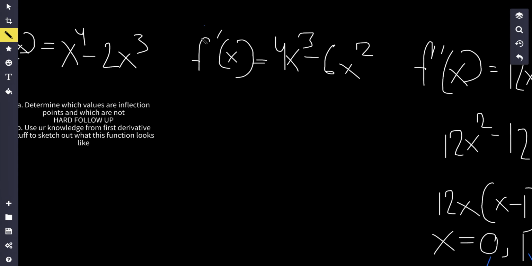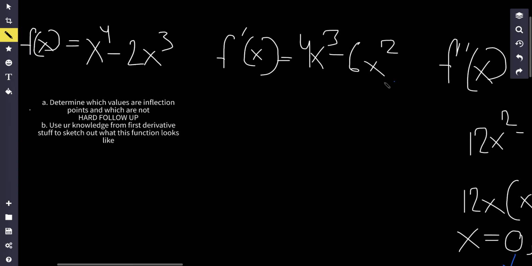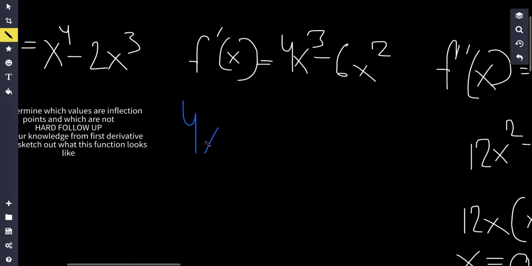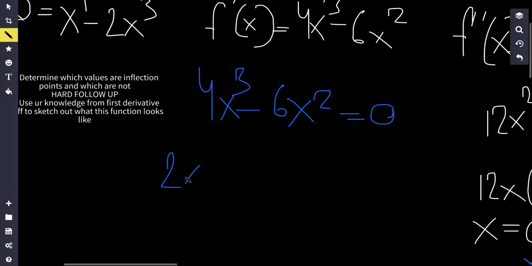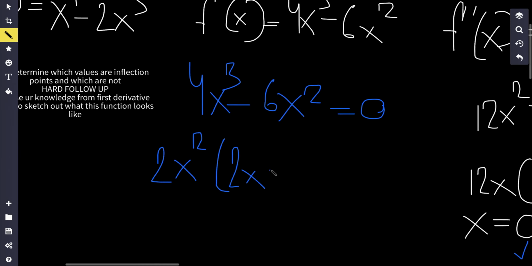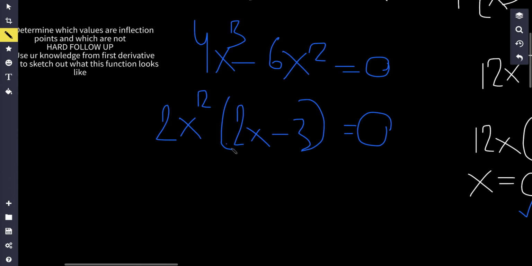All right, now we have to take a look at our first derivative, and we have to find critical points. Remember, critical points are found when you set your first derivative equal to 0. What can we factor out? We can factor out a 2x squared from both terms. It's going to be 2x minus 3, and it's going to be equal to 0. So our potential critical points are when x is equal to 0 and when x is equal to 3 over 2.